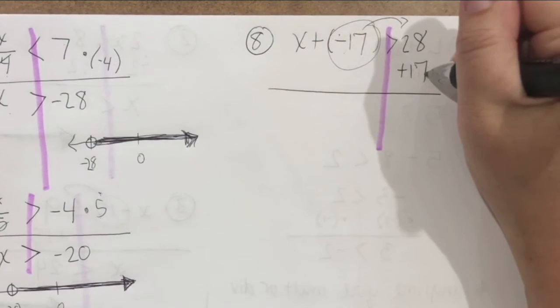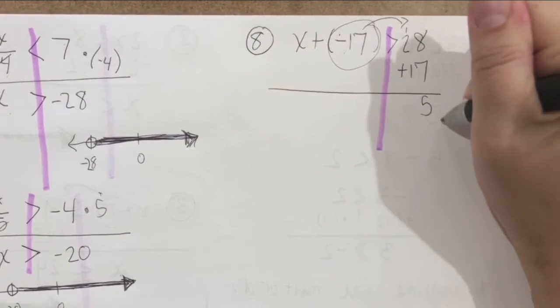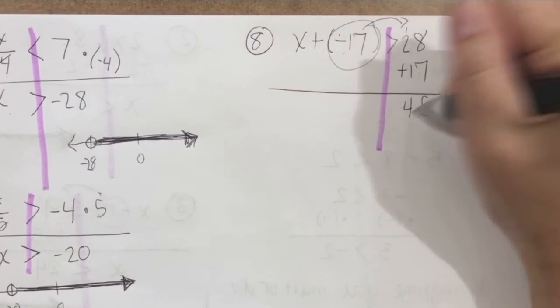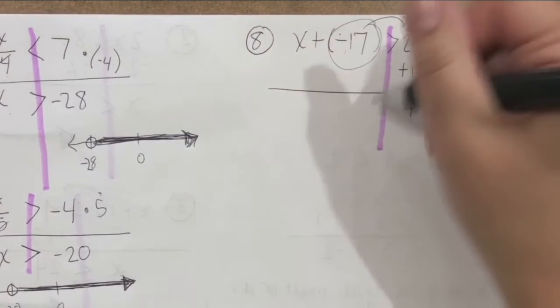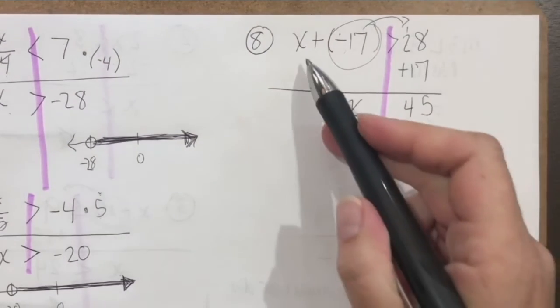8 plus 7 is 15. 2, 3, 4. So now we have 45 on that side. And the x is all that's left on this side.